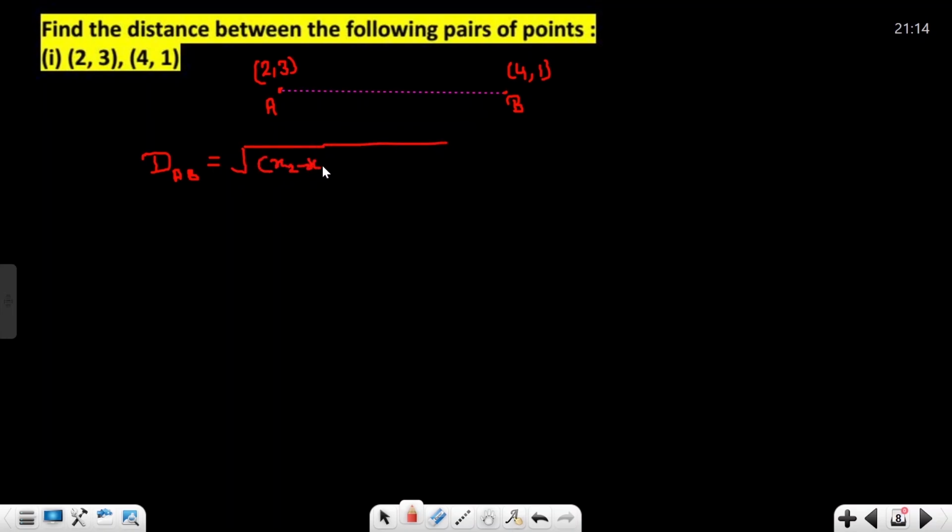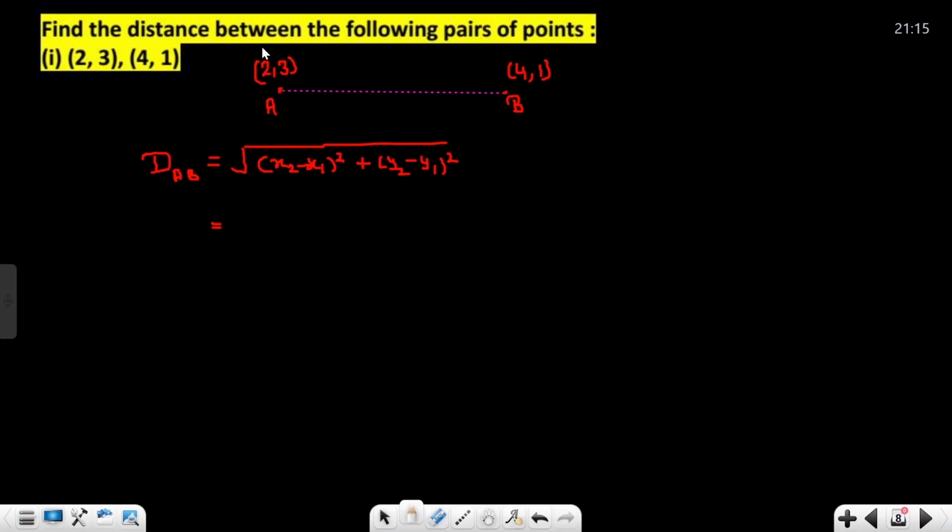x2 minus x1 whole square plus y2 minus y1 whole square. Always write the formula when you apply it. You learn it automatically. So how do we decide which one is x1 and x2? Just give the name. Look here.